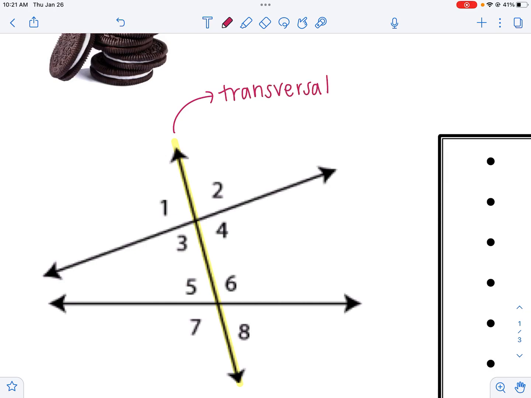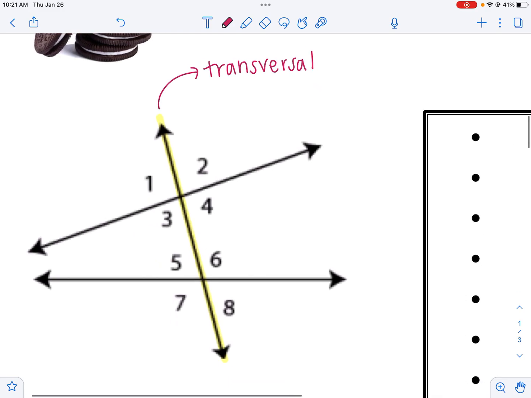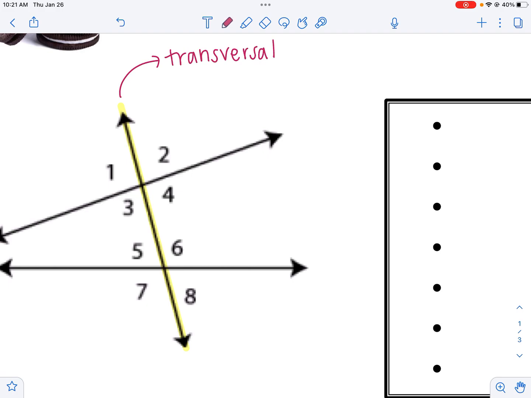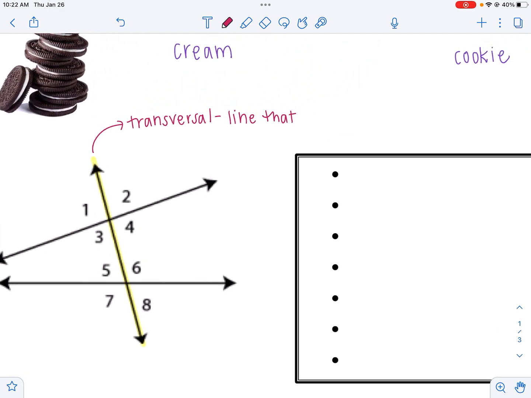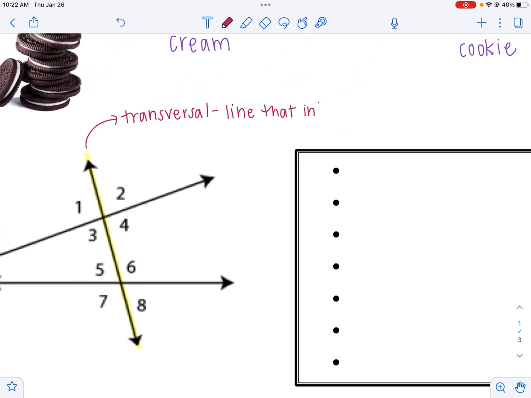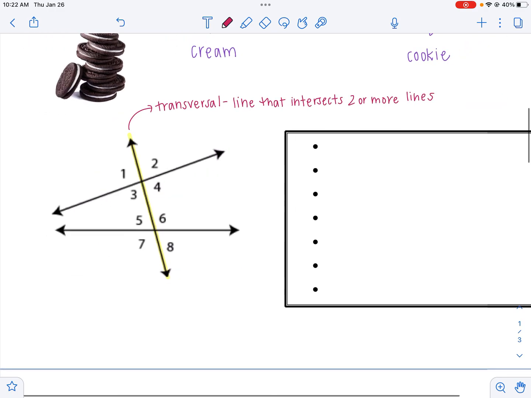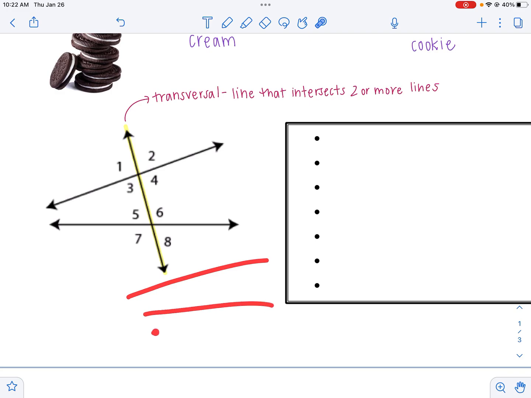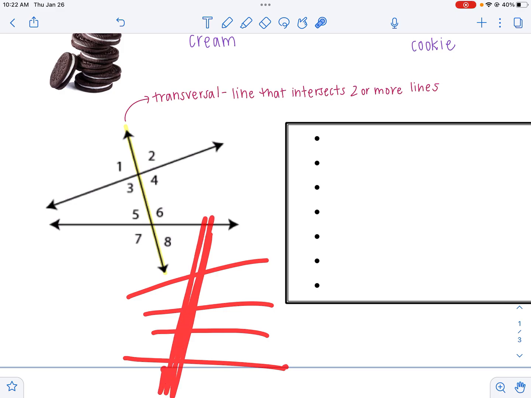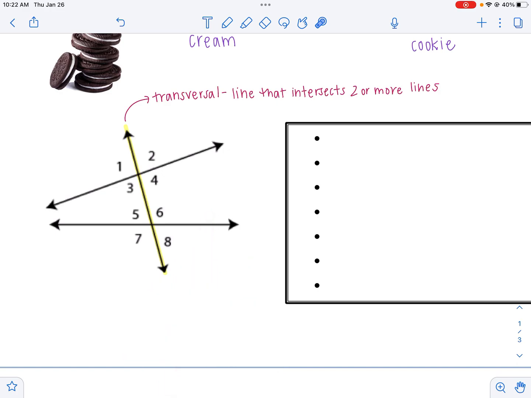Think of it like the toothpick that's holding your sandwich together. Without that toothpick, that sandwich is going to fall apart. We're not even going to have angles. Your transversal is that line that intersects 2 or more lines. It's what creates all of those angles. And I could have a lot of lines, so I could have like 3 or 4 lines. Well, there's nothing really special about those until I give it a transversal, and now I've created all of these angles. So without that transversal in there, there's not really much that you can do.